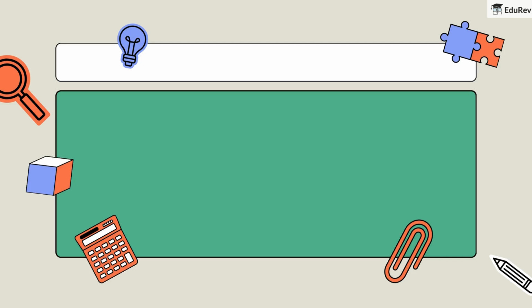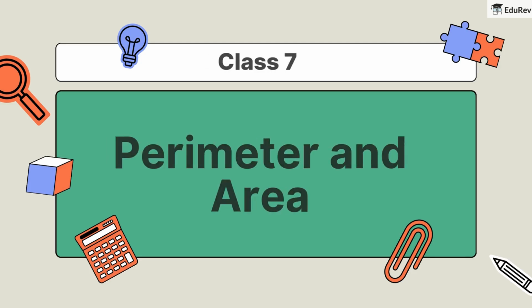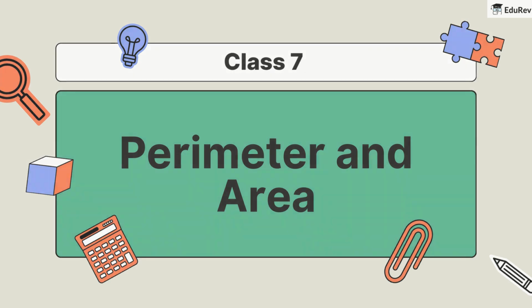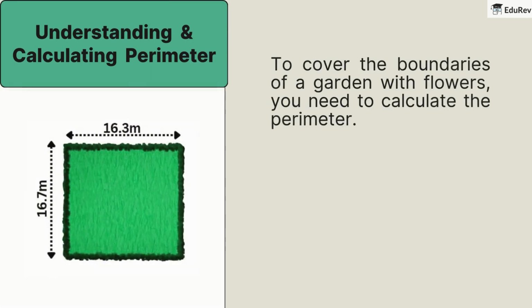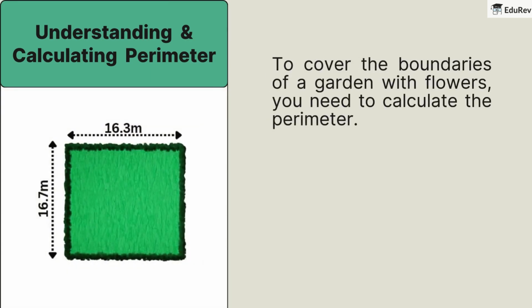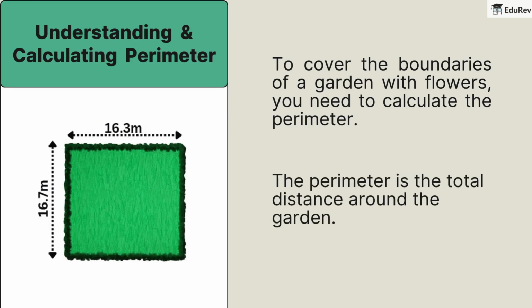Hello students, today we are going to learn the topic perimeter and area. To begin, let's understand how to calculate the perimeter. For example, to cover the boundaries of a garden with flowers, you need to calculate the perimeter. The perimeter is the total distance around the garden.